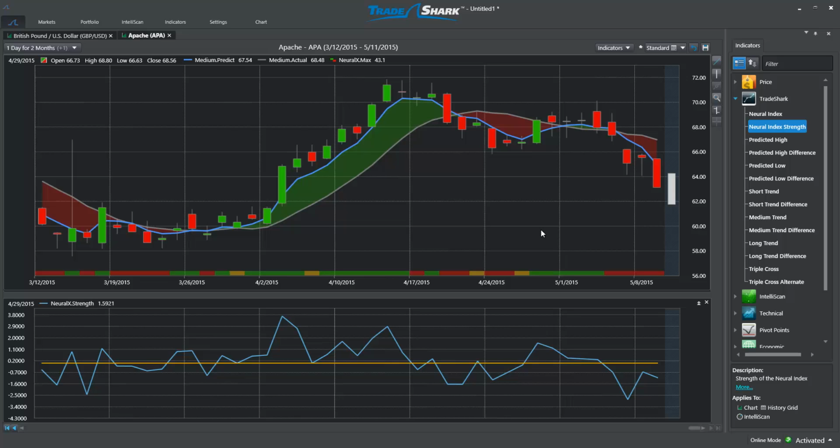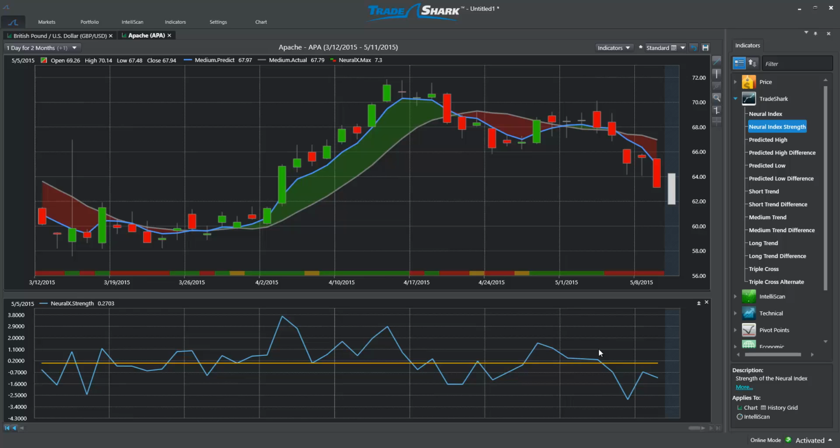As we can see, the slope of predicted strength during that crossover is fairly negative. The Neural Index is positive, and in fact, average prices do continue higher over the next 48-hour period. But TradeShark users are well aware that a long swing trade would not be ideal, and certainly wouldn't be the best opportunity among all the other options.